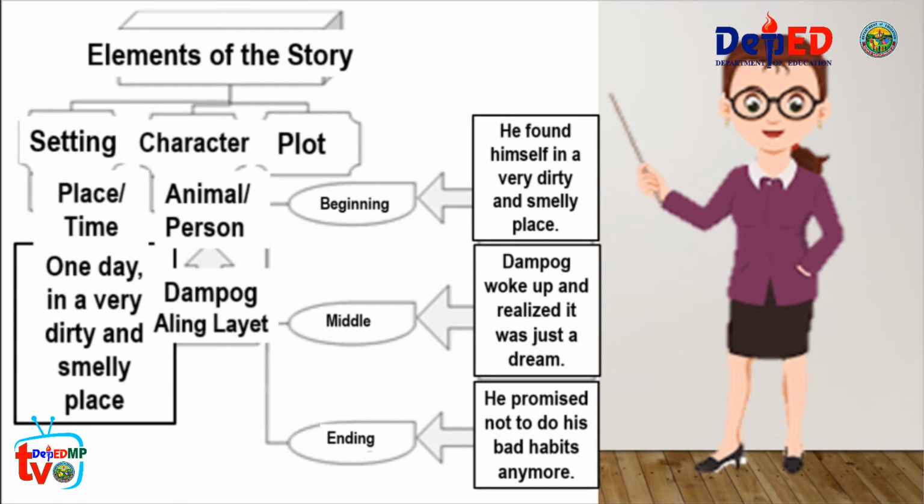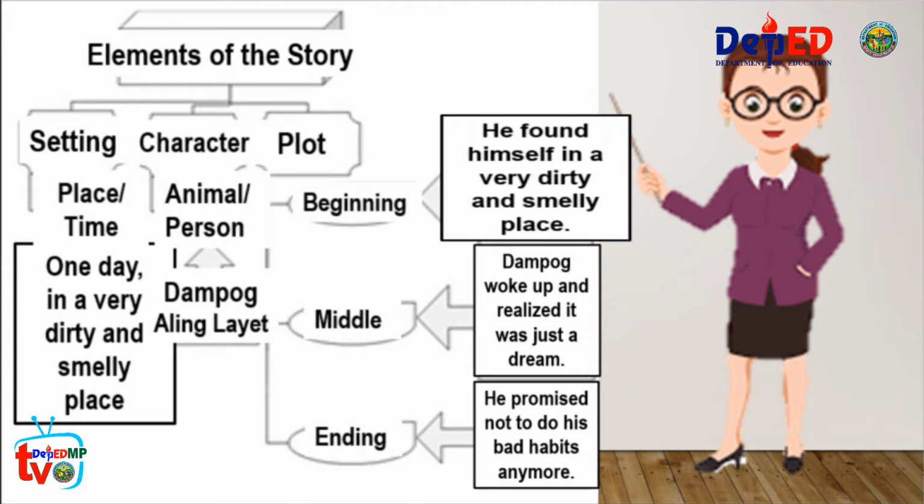The plot has three parts, and these are the beginning, middle, and ending. What is being referred to in the story if the question asks for the beginning? The beginning is the start of the story. It gives the problem faced by the main character. Example: he found himself in a very dirty and smelly place.